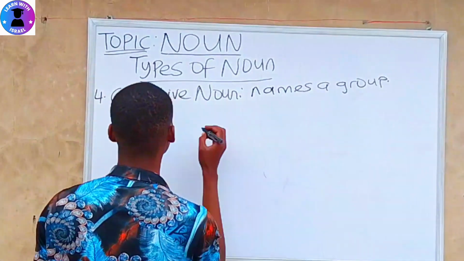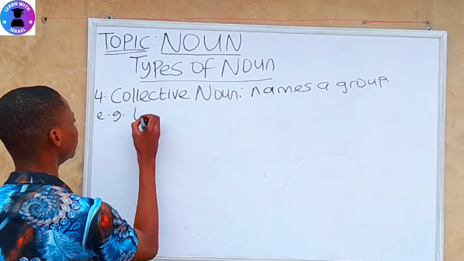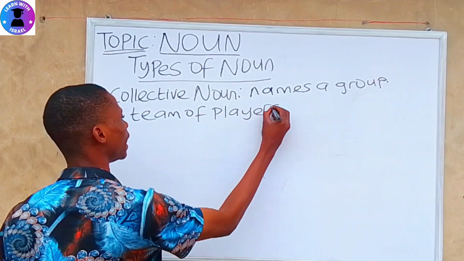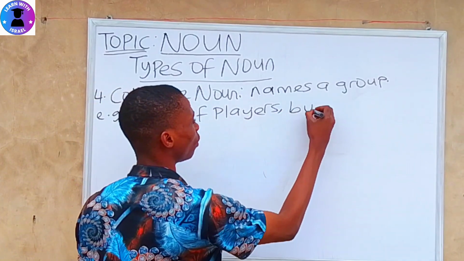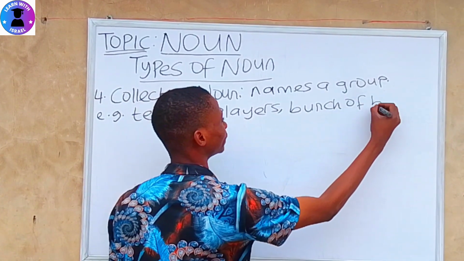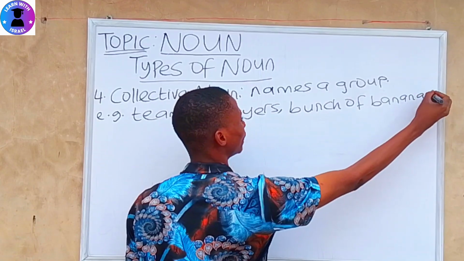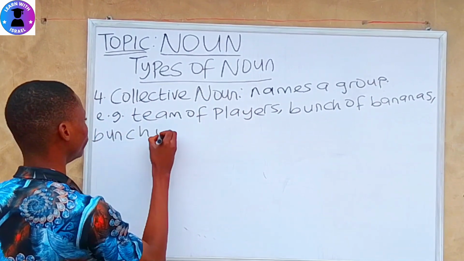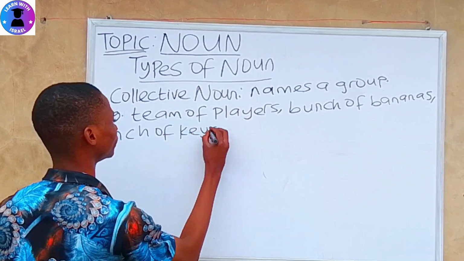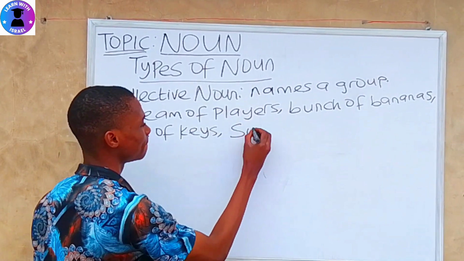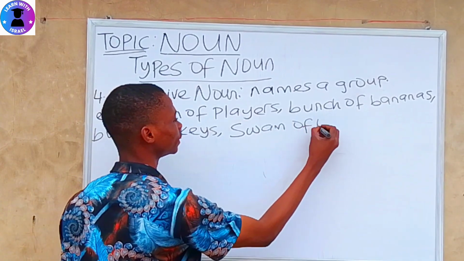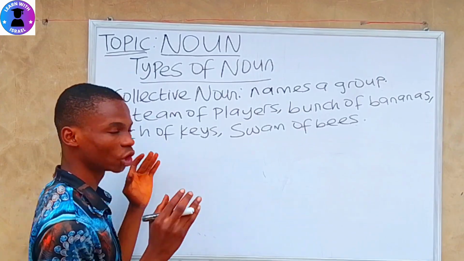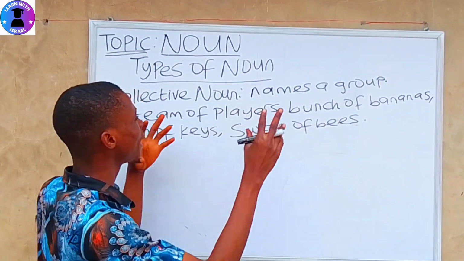So examples of collective noun, we have team of players. Team of players. We have bunch of bananas. Bunch of bananas. We also have bunch of keys. Bunch of keys. We also have swarm of bees. Swarm of bees. But we are stopping here because of our time. Collective noun, it names a group.